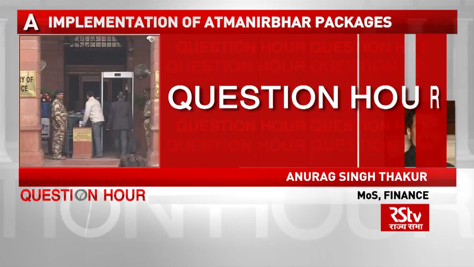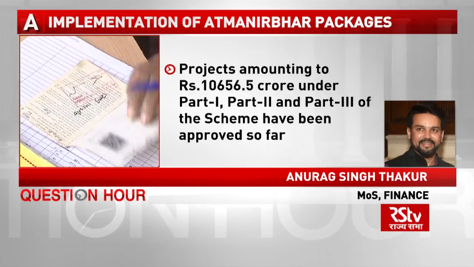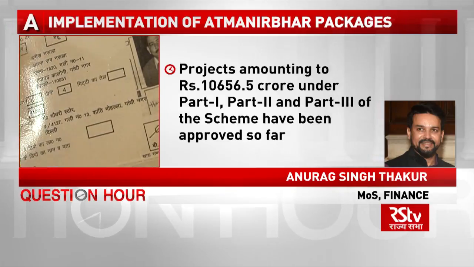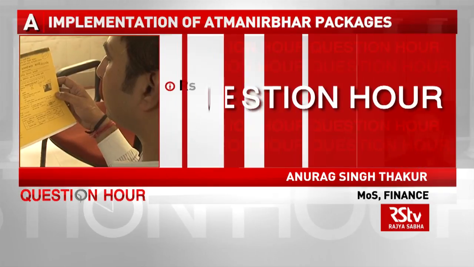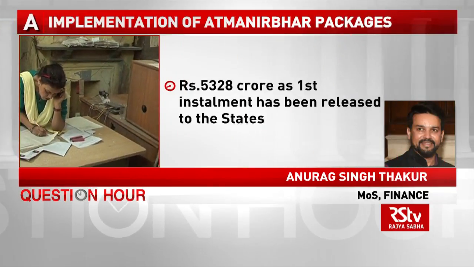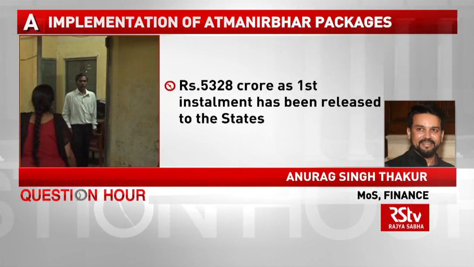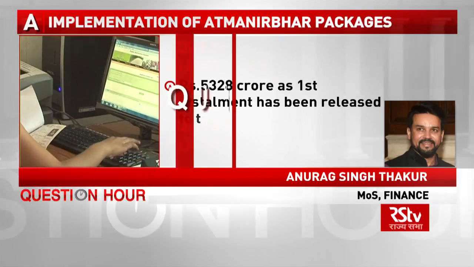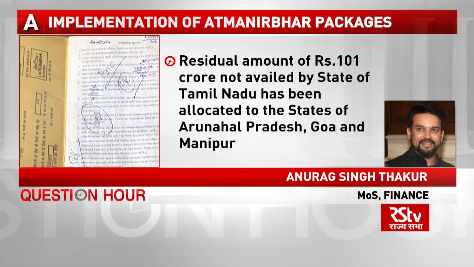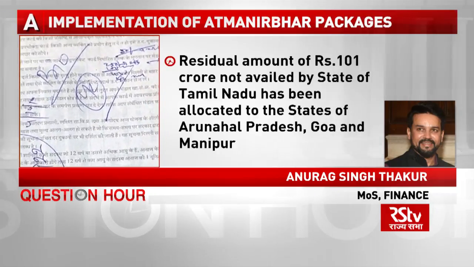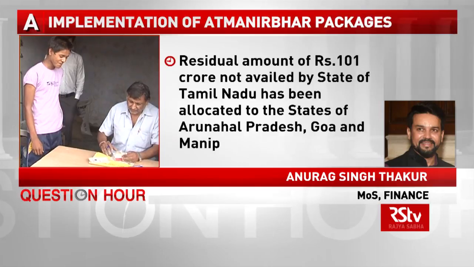Projects amounting to Rs 10,656.5 crore under Part 1, Part 2 and Part 3 of the scheme have been approved so far, and the amount of Rs 5,328 crore as first installment has been released to the states. Further, the residual amount of Rs 101 crore not availed by the state of Tamil Nadu has also been allocated to the states of Arunachal Pradesh, Goa and Manipur.